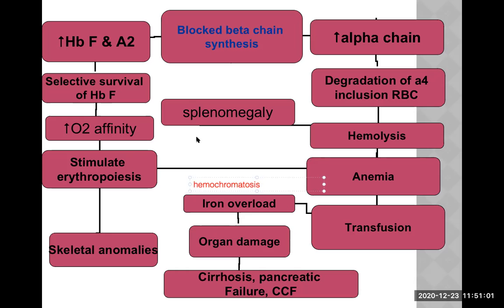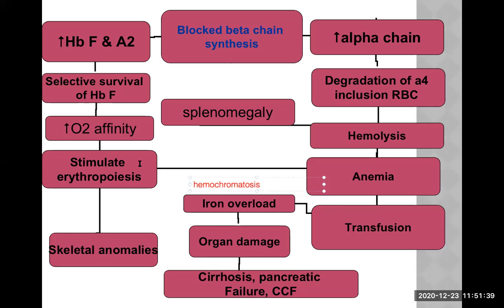Now let's go to the other part here. If hemoglobin A is not formed, then hemoglobin F and hemoglobin A2 are formed. Now hemoglobin F has a problem in comparison to hemoglobin A, and that is increased oxygen affinity, so it doesn't give oxygen easily to the tissue. Now, what does that mean? The tissue still suffers from hypoxia, even if there is excessive hemoglobin F.